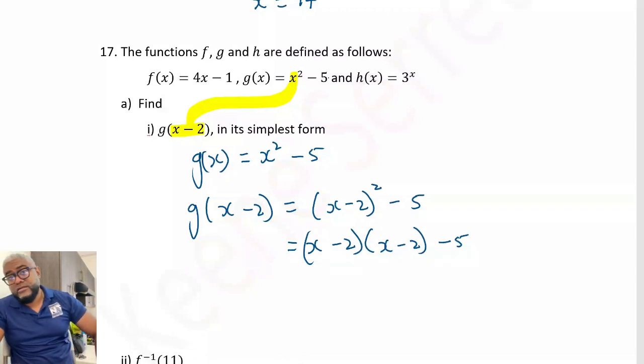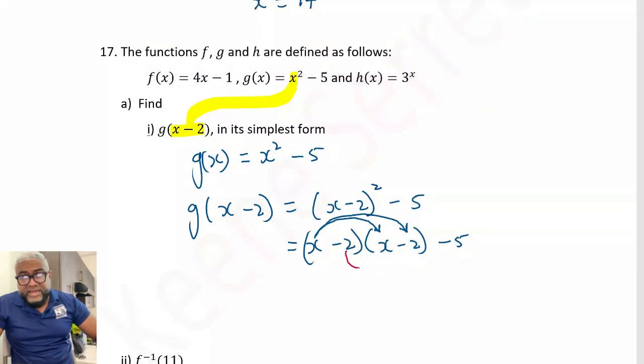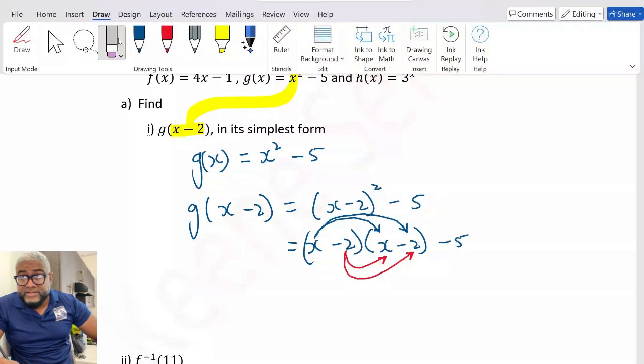So binomial expansion, right? Watch it. I'm going to do 2 arrows with blue. So you're multiplying x by x and then x by negative 2. And then I'll do 2 arrows with red. Then I'm multiplying negative 2 by x and then negative 2 by negative 2. All right? So let's slowly take our time and do that.